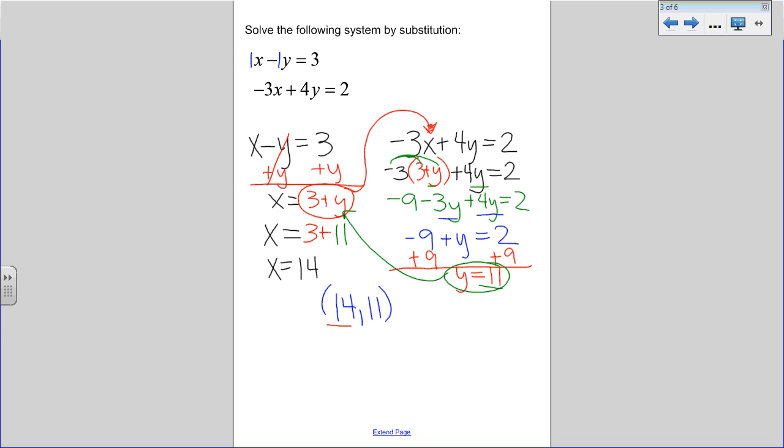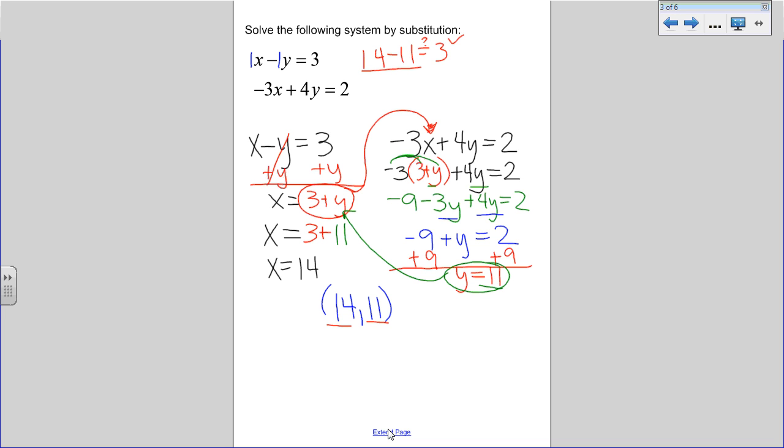I need to plug 14 and 11 in for x and y in both of those equations. So I'm going to have 14 minus 11, and I want to know if that equals 3. Well, sure enough, 14 minus 11 does equal 3. All right? We now need to substitute into the other one.